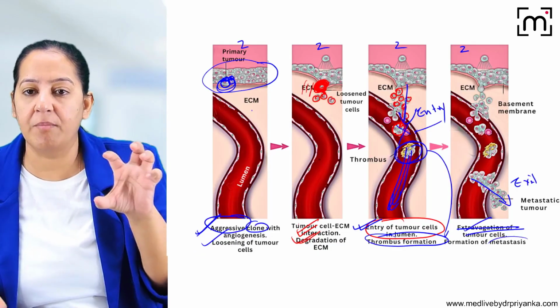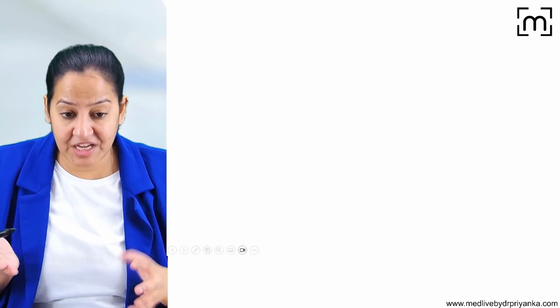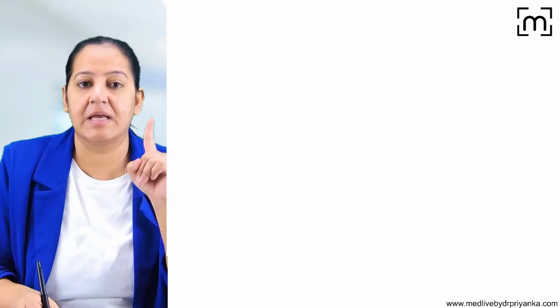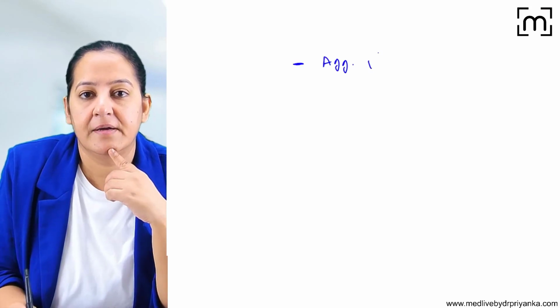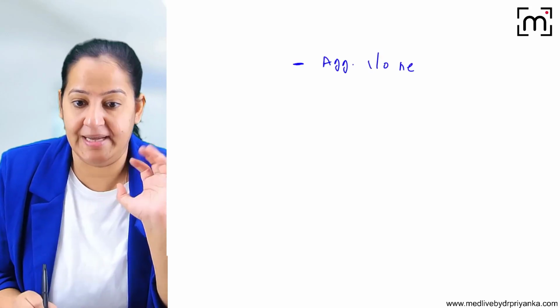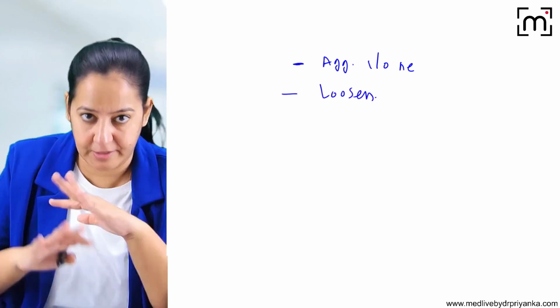And after that they form a growth, metastasis, at some other site. So these are the 8 steps. First, close your eyes and imagine the 8 steps. The first thing: a clone of the primary tumor becomes highly aggressive. After that it loosens from the other tumor cells.